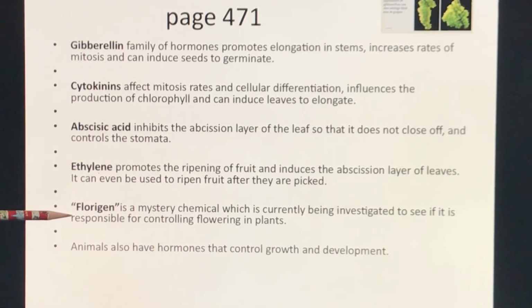And then we have this concept of florigen. It's currently being investigated to see if it's responsible for controlling flowering in plants. So if you want to go into some interesting research, you could look into that. And then just to point out that animals also have hormones that control growth and development.